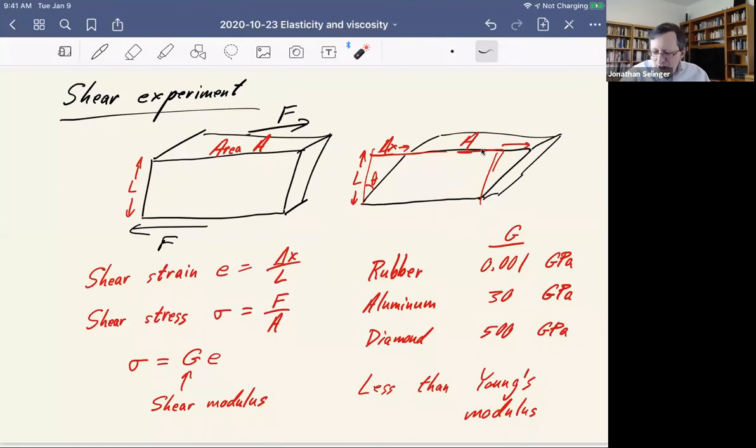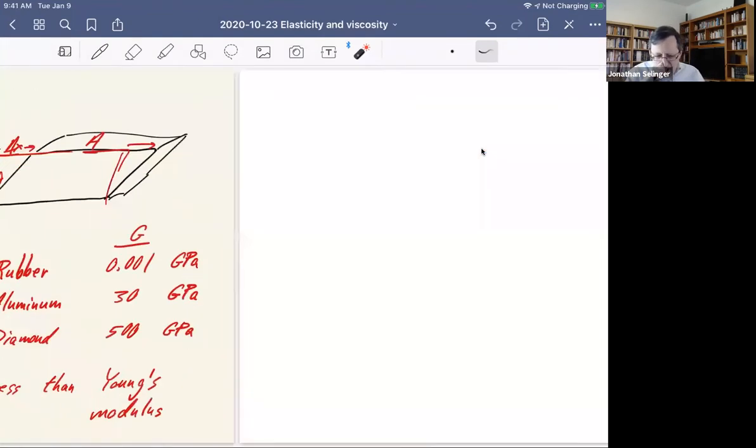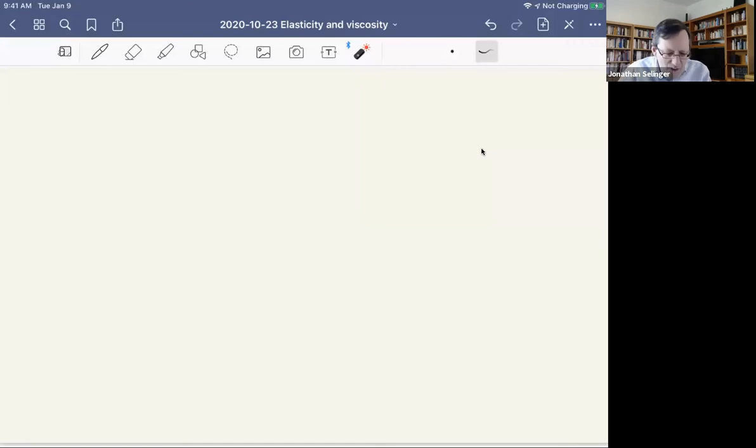Well, okay. So here, I'm just getting into liquids. Thank you for that question. Now let's talk about liquids. All right, so let's suppose that we now try to do a shear experiment with a liquid. Shear on a liquid.